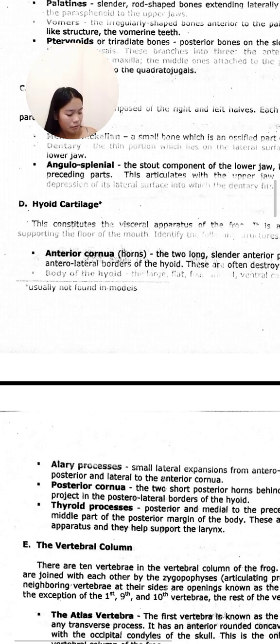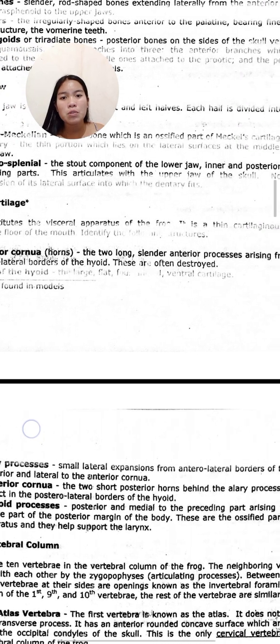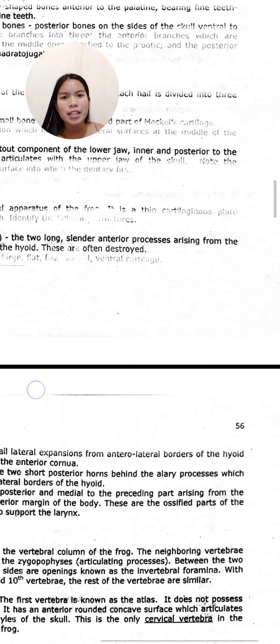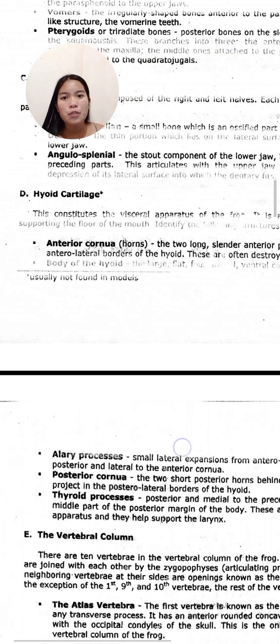So, in function or meaning, the angulosplenial is relating to or being a thin membrane bone on the inner side of the mandible of many vertebrates below mammals that resembles a splint and is usually in close relation with the dentary. Next is hyoid cartilage. So, hyoid cartilage constitutes the visceral apparatus of the mouth. It is a thin cartilaginous plate supporting the floor of the mouth.